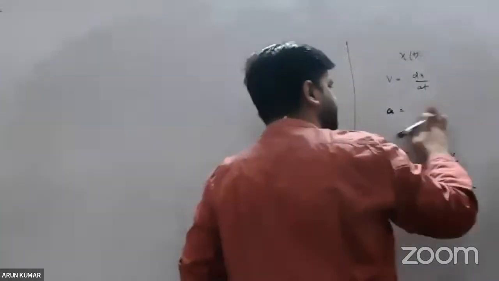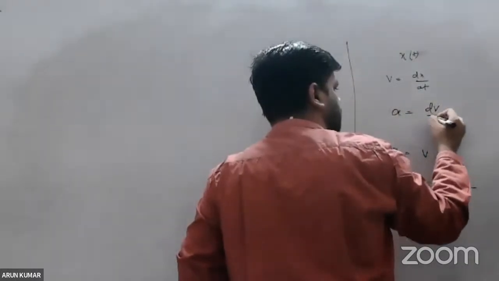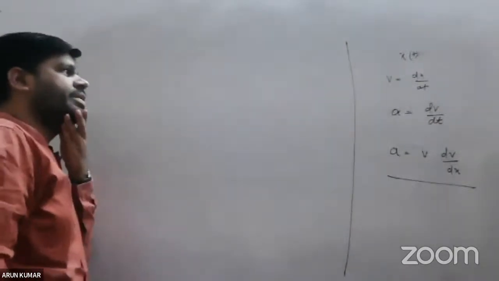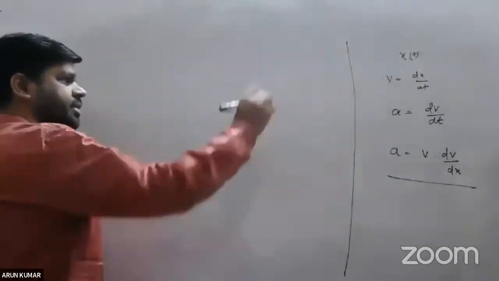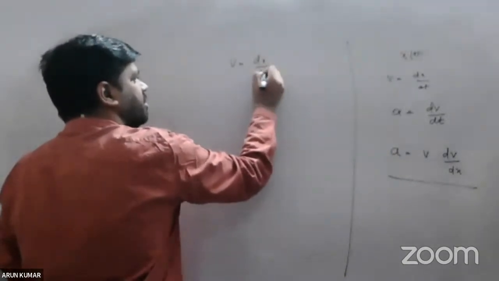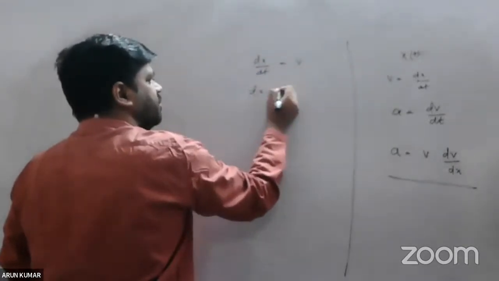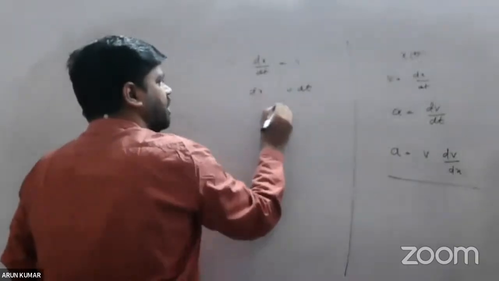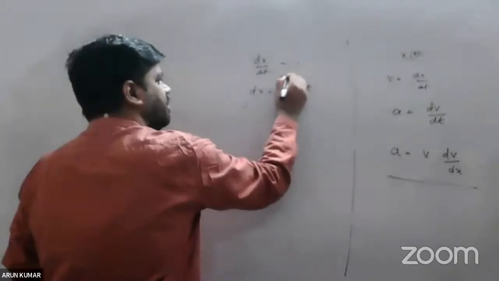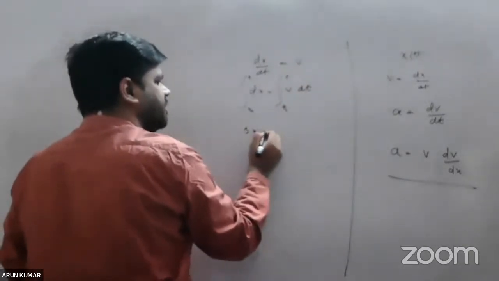Okay, I need to write bigger. Right. Now, let's integrate. I've got v is equal to dx by dt. So dx is equal to v dt. I integrate on both sides from t naught to t, from x naught to x. So I get delta x is equal to.